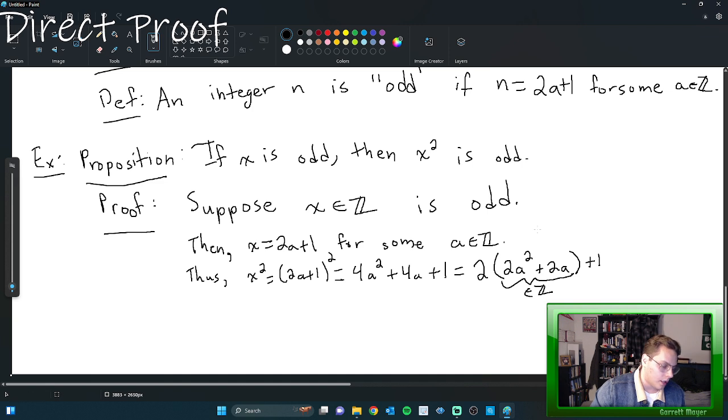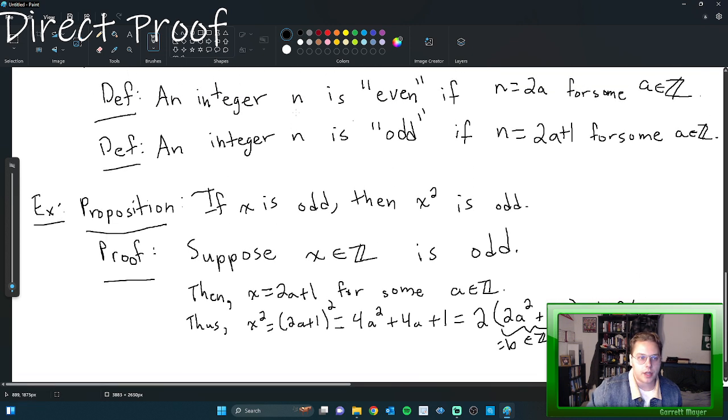And we know that because just a basic fact about integers is that when you add together two integers, it stays an integer. When you subtract two integers, it stays an integer. And when you multiply two integers, it stays an integer. And since all we're doing here is multiplying and adding integers, the result is still going to stay in the set of all integers. So what this means is that x squared takes the form 2 times some integer. Let's call this b actually. We'll say this equals b. 2b plus 1. So it's 2 times some integer plus 1.